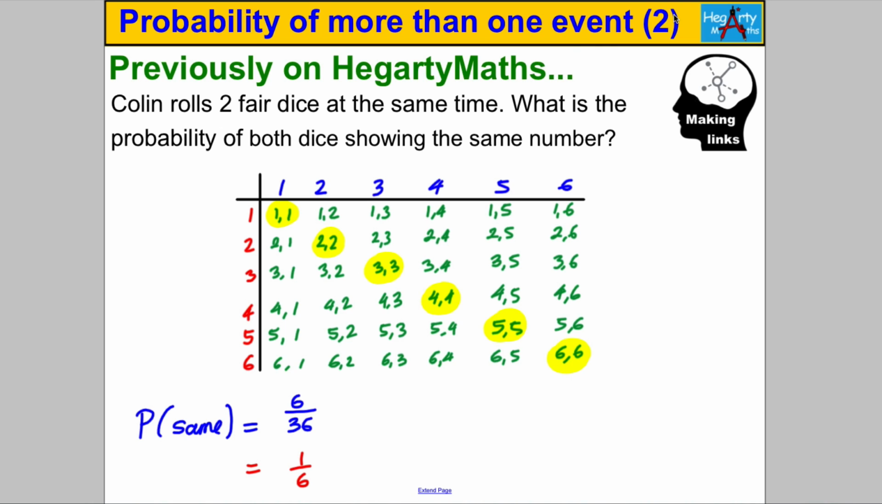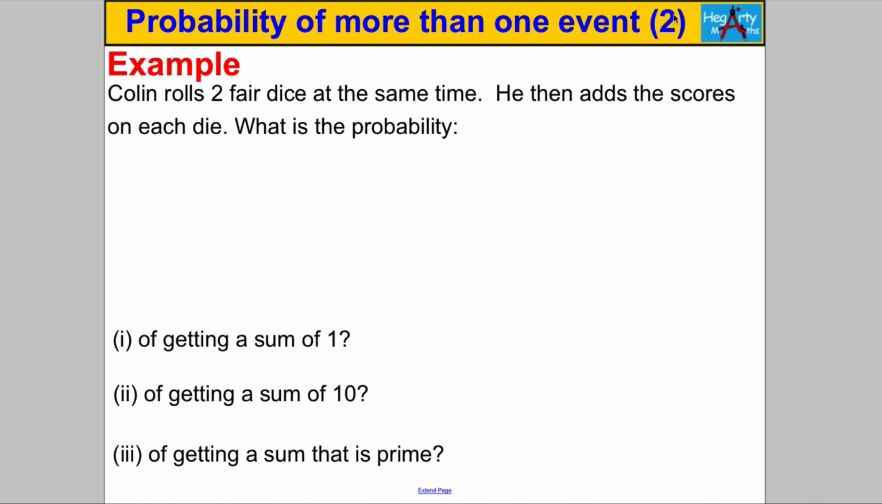Now we're doing similar examples here, other than there might be a slight twist on what you do with the outcomes you get on each of the two things that are going on, and I'll show you with the first example here. Now pause the video and have a go if you feel like you can, otherwise I'll go through in a few seconds. Now it seems like the same style of question, Colin rolls 2 fair dice at the same time, all very good, but this is the key line here.